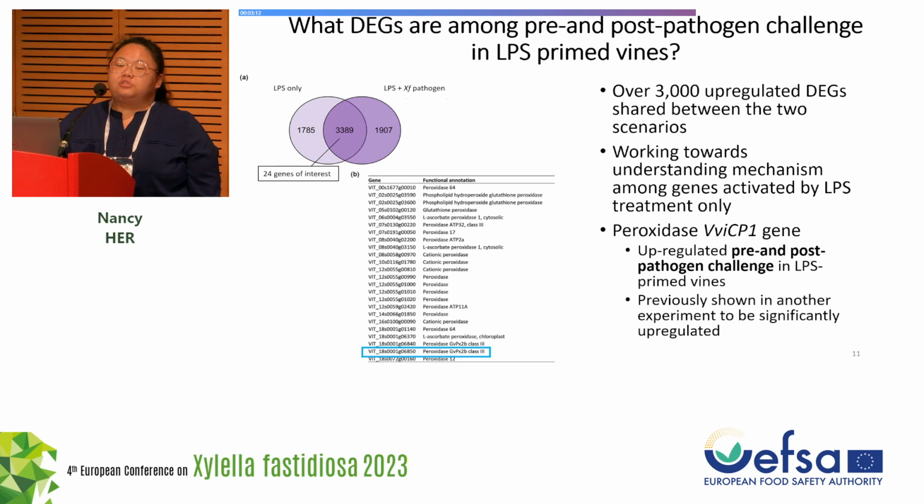So with that, we were interested in which DEGs are shared pre- and post-pathogen challenge in LPS primed vines. Comparing LPS-only treated vines and LPS treated vines also challenged with the Xylella pathogen, we found over 3,000 upregulated DEGs shared between the two scenarios. So we were interested in looking at the mechanisms activated by only the LPS, and we found 24 genes of interest, one of which was the peroxidase VVICP1 gene. This gene was highly upregulated pre- and post-pathogen challenge in LPS primed vines, and in a previous study it was shown to be significantly upregulated as well.